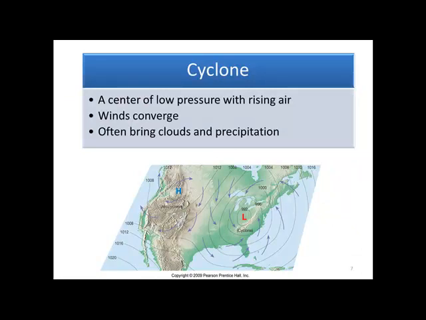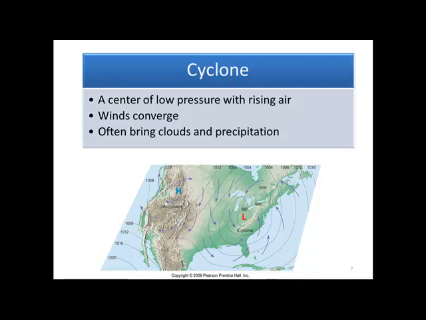Some terminology with high and low pressure systems. Low pressure systems are called cyclones in the northern hemisphere. A cyclone in the northern hemisphere also is associated with rising air. Since the pressure is not great, it's not pushing down, there's room for air to rise upwards. This causes clouds and precipitation to occur.